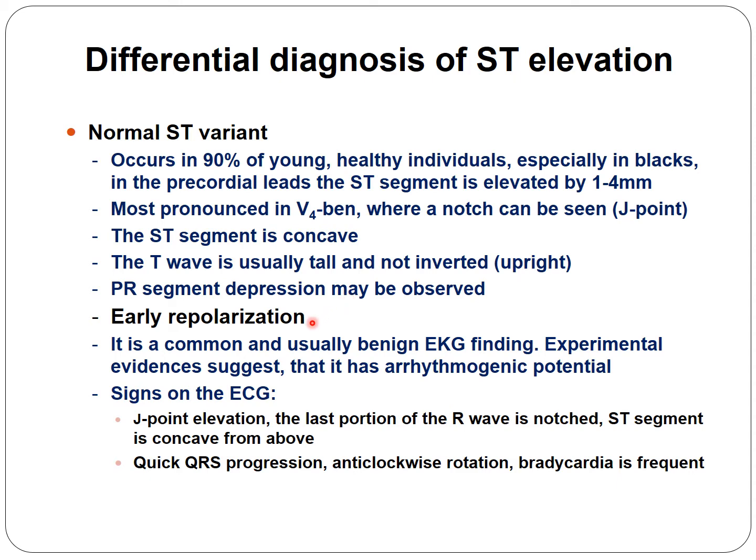Early repolarization. It is a common and usual benign ECG finding. Experimental evidence suggests that it has arrhythmogenic potential. Signs on ECG: J-point elevation, the last portion of the R wave is nudged, the ST segment is concave from above, quick QRS progression, anti-clockwise rotation, bradycardia is a very frequent one.